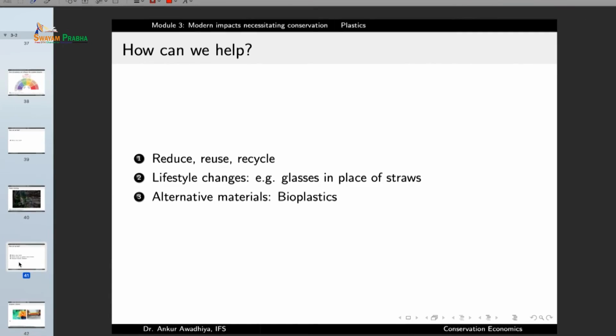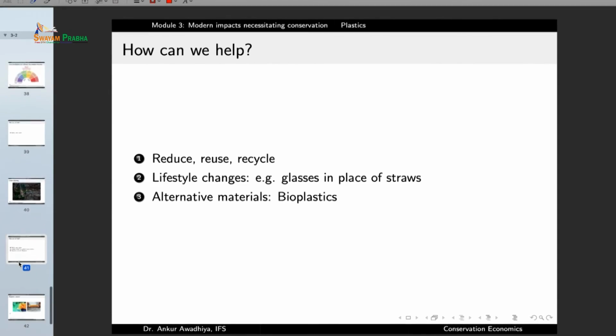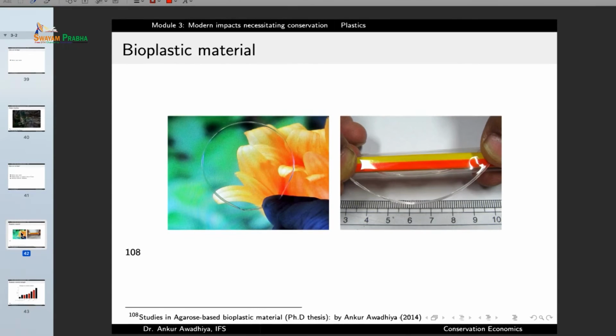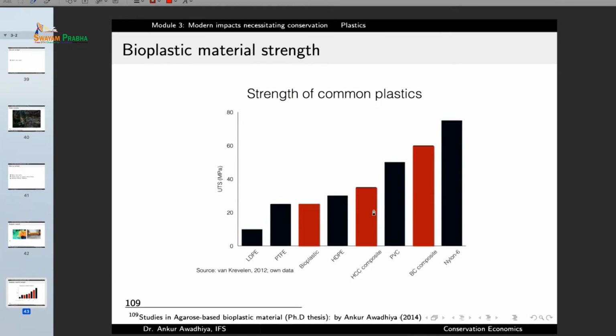Or we can induce people to go for lifestyle changes, use glasses in place of straws, or go for alternative materials such as bioplastics. So these days we also have biodegradable plastics that are made from natural products. They have very similar properties. Like this film of the bioplastic, it is completely transparent. It is flexible. You can mold it, you can bend it, and the strength of these bioplastics is similar to or greater than the strength of the common plastics, such as the low density polyethylene, or if we go for a bacterial cellulose composite of this plastic, it is even greater than that of the high density polyethylene. So we have alternatives available with us.